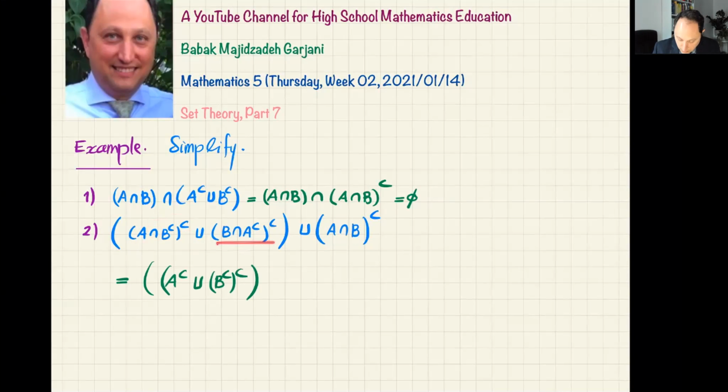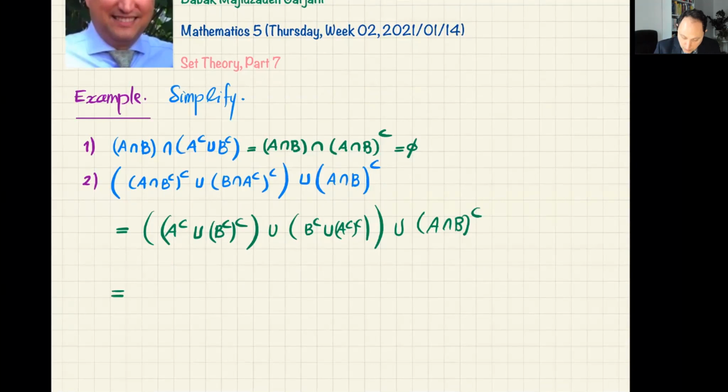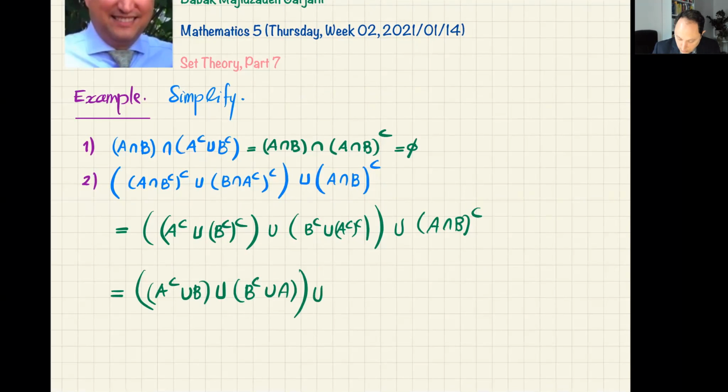I will use the De Morgan law here again. So this becomes B complement, then this becomes union, and then that becomes complement, complement. Let us keep this for the time being to see if we need it. But then we have a rule that the complement of the complement is the set itself. So it becomes A complement union B. And then I have union, here is B complement, here is B complement union A. And then I have union A intersection B complement.